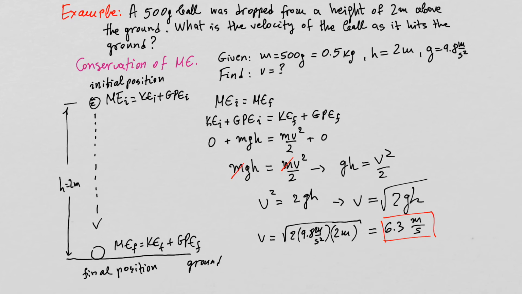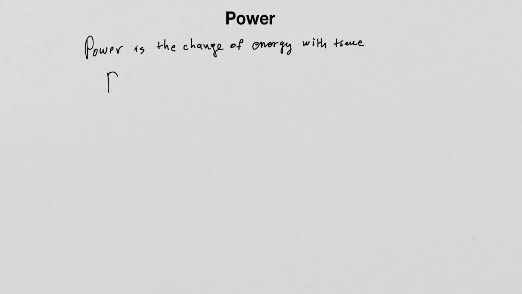Okay. An important quantity related to energy is power. Power is defined as the change of energy with time. Power is the change of energy with time. For power, we use the symbol P, capital P. Do not confuse it with momentum, which was lowercase p. And this is equal to the change in energy with time.